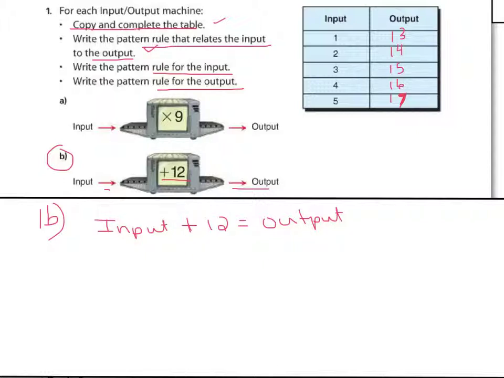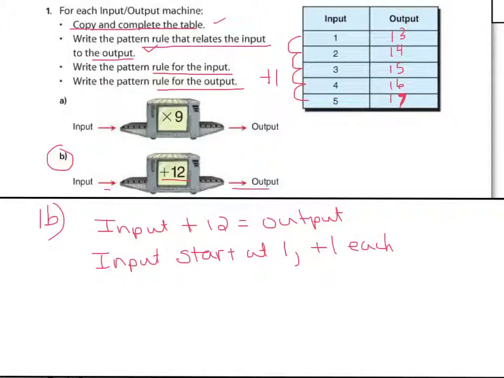Input to input rule. What are we seeing here? 1 to 2 to 3 to 4 to 5. Oh, it looks like we're adding 1 each time. So input, and again, we should have our starting point to be excellent and very specific. Start at 1, plus 1 each time equals our input.